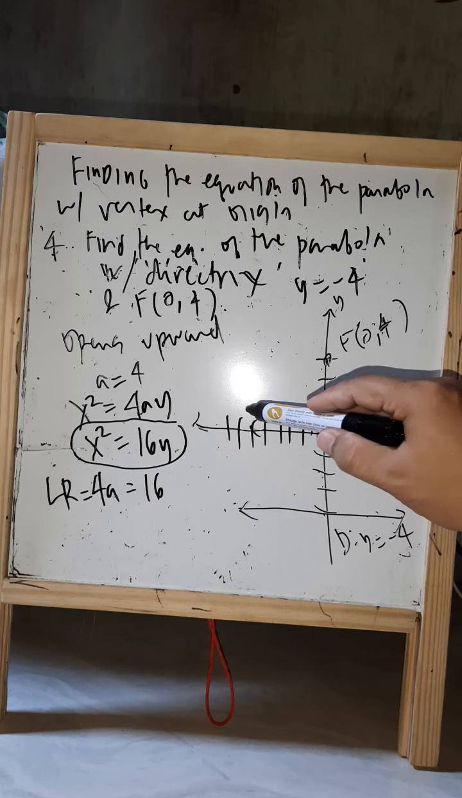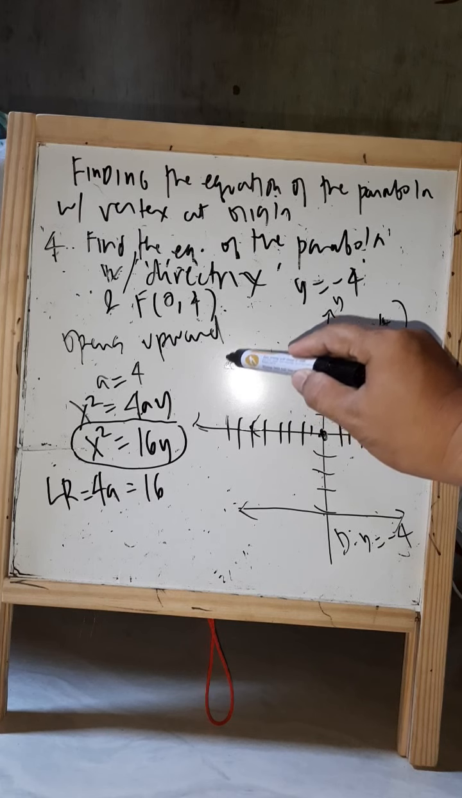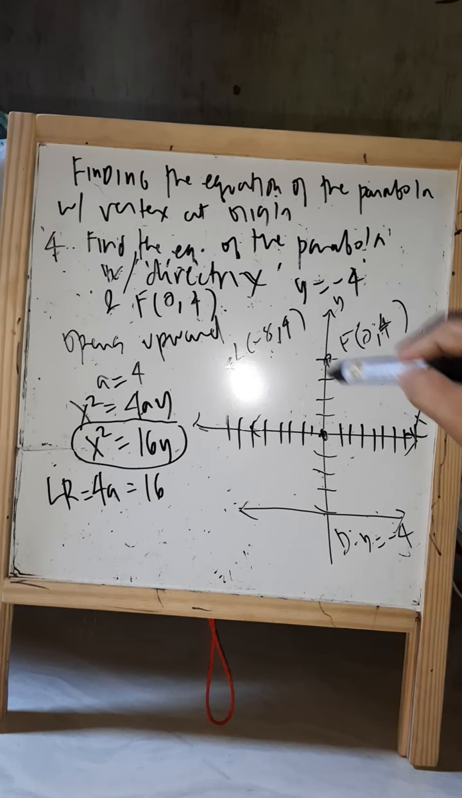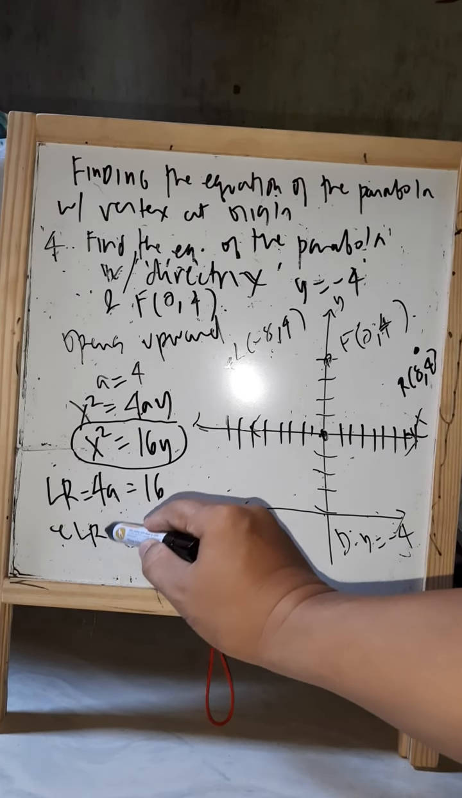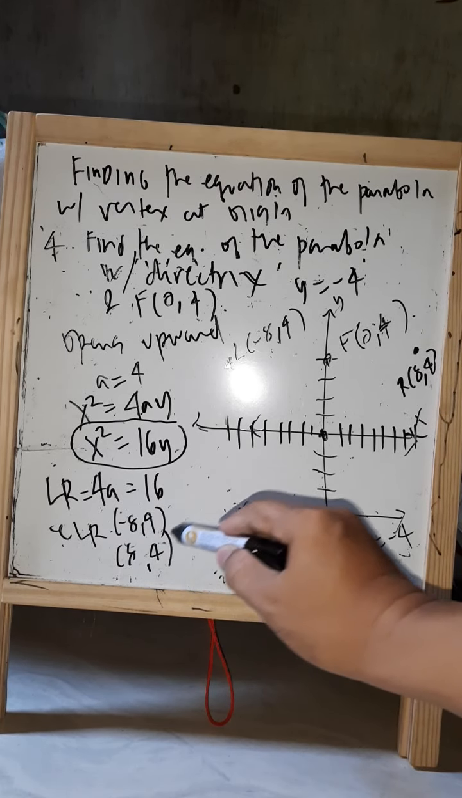So the endpoints of the latus rectum are at negative 8, 4, here, and 8, 4 here. So the endpoints of the latus rectum are at (-8, 4) and (8, 4).